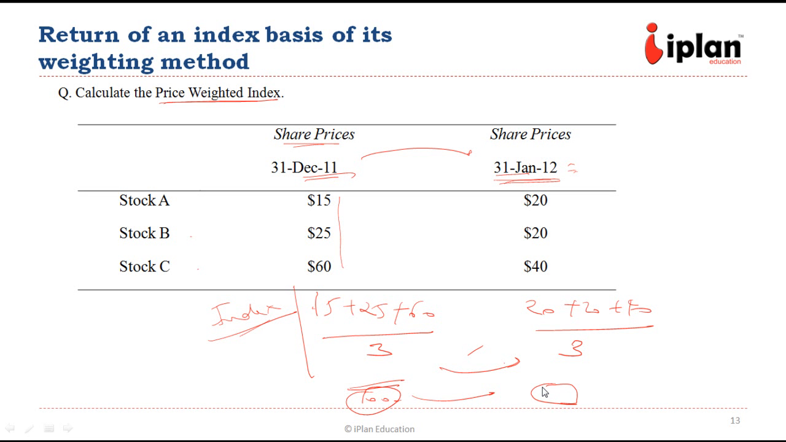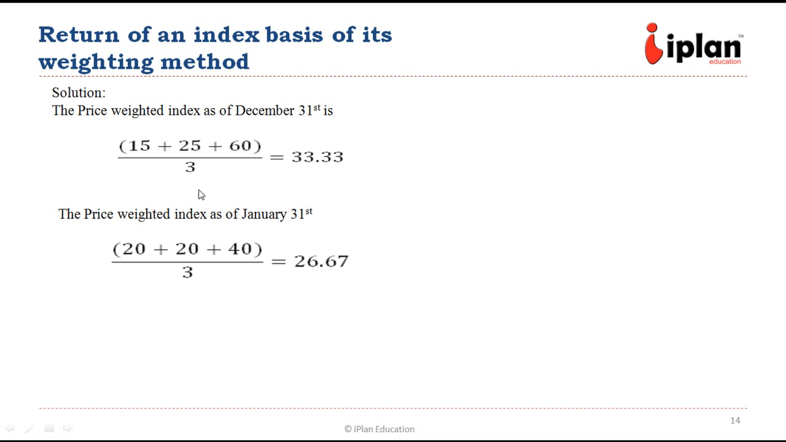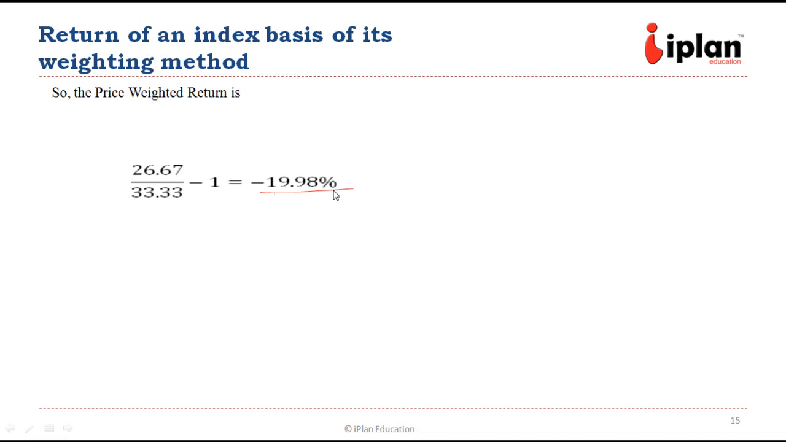For the beginning period it was 33.33, 15 plus 25 plus 60 by 3. For the next period it was 20 plus 20 plus 40 by 3, which is 26.67. So there has been a drop. We can calculate in terms of percentages. It comes out to be a drop of 19.98%, approximately 20%. So if the index in the beginning period was 100, it will drop to 80, a 20% drop at the end of the period. This is how we can calculate the price weighted average index.